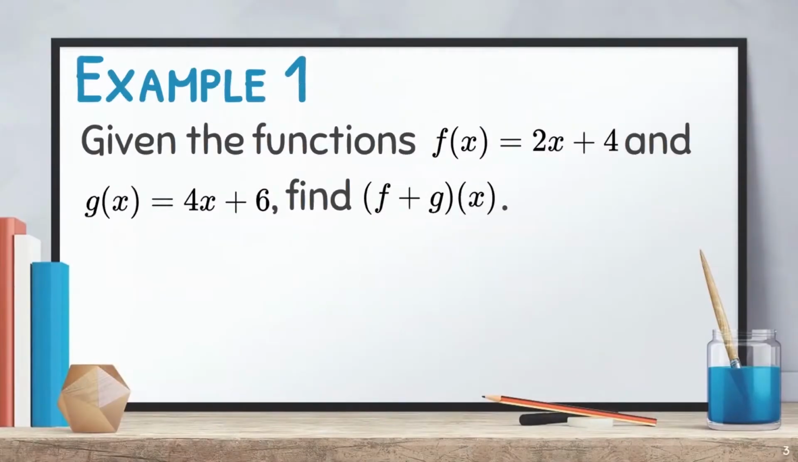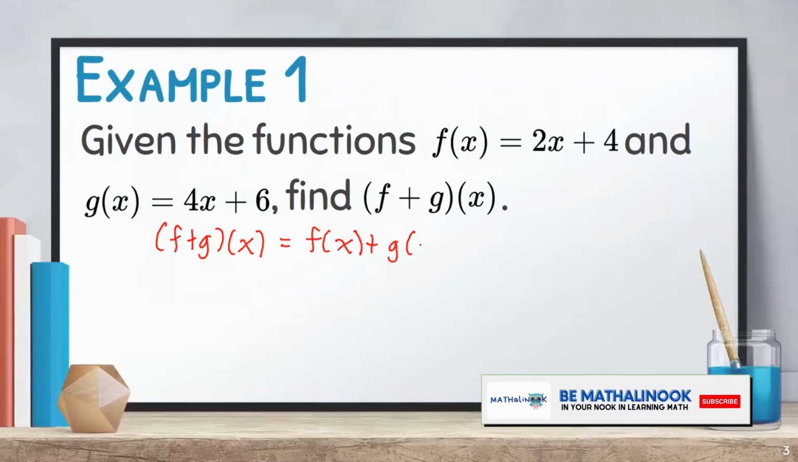Let us have some examples. Given the functions f of x is equal to 2x plus 4 and g of x equals 4x plus 6, find f plus g of x. Based on the formula, to solve for f plus g of x, what we need to do is to add the two given functions, f of x plus g of x.